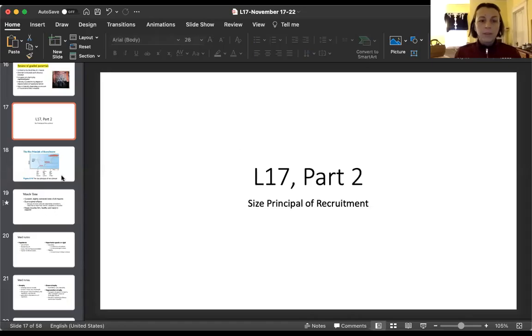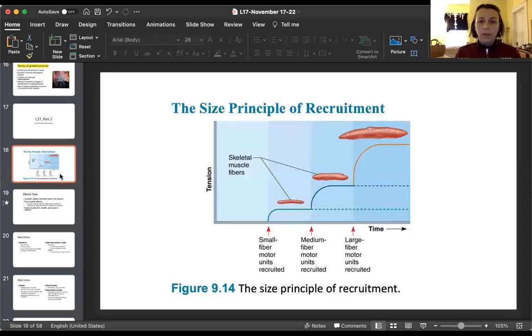Okay, so I'm going to just review the end of last Wednesday's lecture. We started talking about the size principle of recruitment. You'll note that there is an exam question on order of recruitment. We will, in another lecture, get to more details about order of recruitment, but this is just introductory size principle, right? And here we know that the smaller fiber motor units are recruited first before the larger ones.